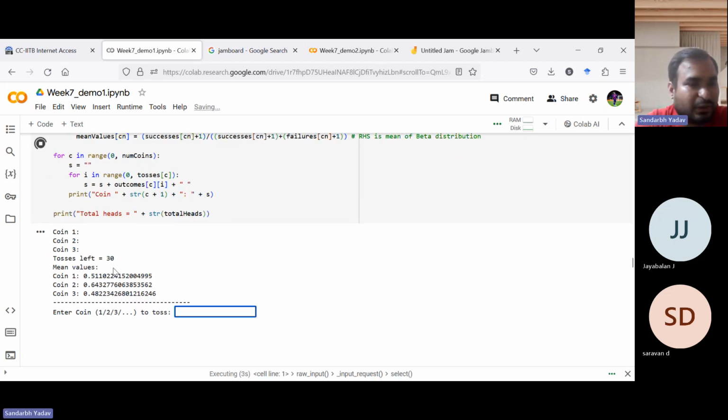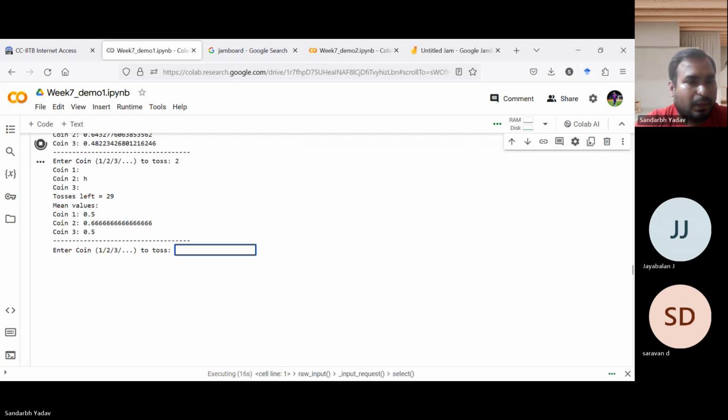As you can see, we uniformly used that distribution to initialize the means. Here it gave the highest, 0.64, to coin 2. So let's do coin 2. It gave head, now it became 0.66. Remember, these are not the means of MLE kind of means. These are means of the beta distribution, so it's not one. Basically, number of successes plus one will be two, and in the denominator you will have number of tosses, which is one, plus one for success and plus one for failure. So it will be 2 by 3.